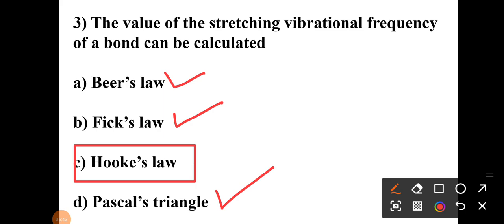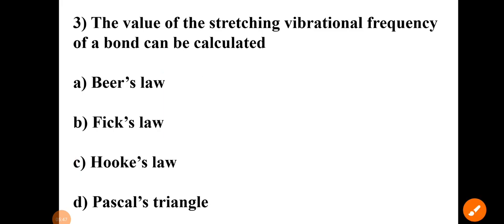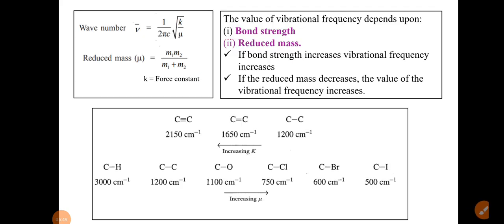So in Pascal's triangle we have seen all the multiplicities. The next question, but before going to the next question, just see what Hooke's law is. The wave number is equal to 1 divided by 2 pi c times root of k upon mu. And what is that mu? Mu is nothing but the reduced mass. So here the formula is also given.